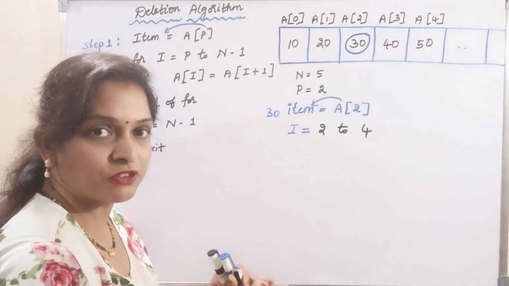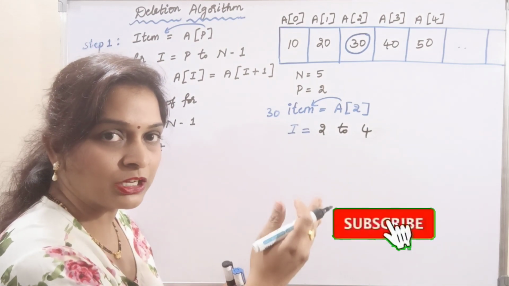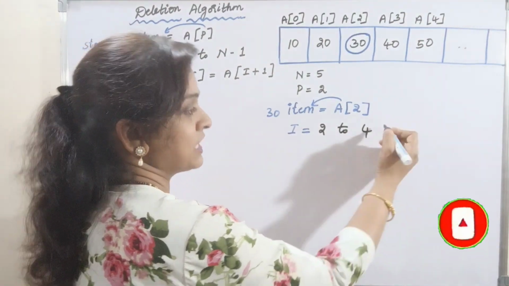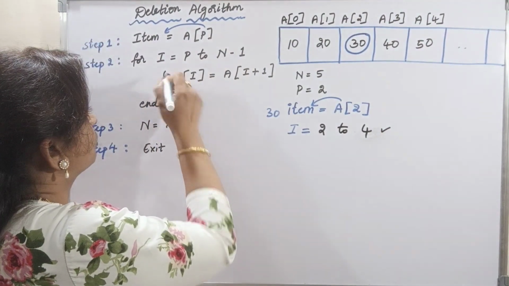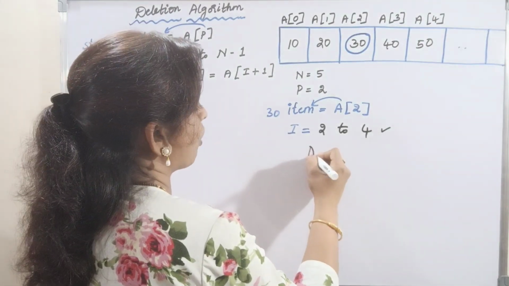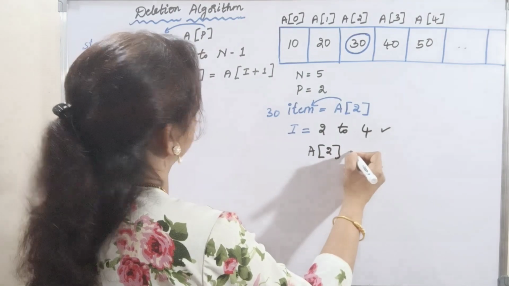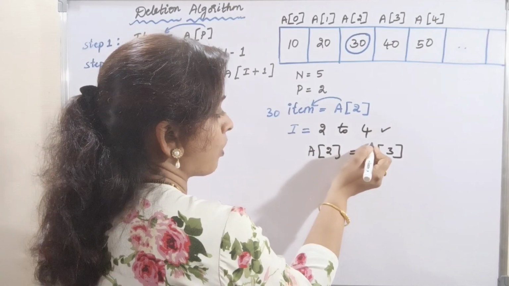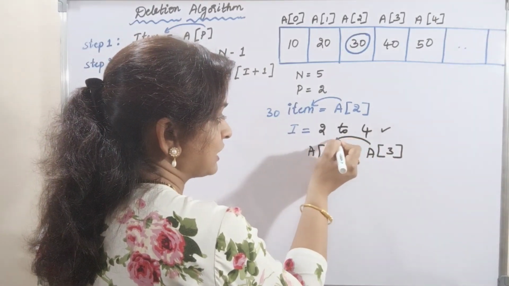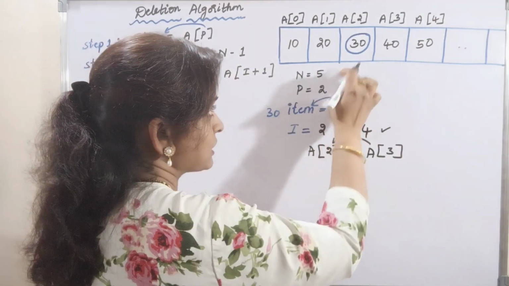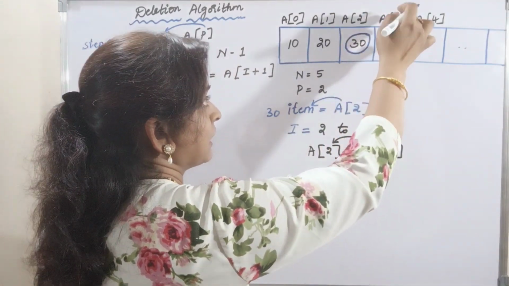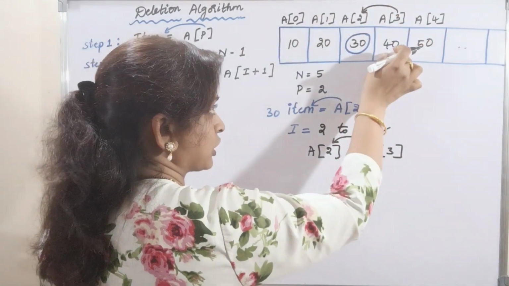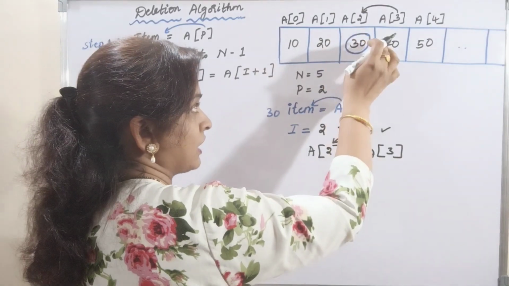So the array bound is between 2 and 4. In this bound, I need to do the shifting where position plus 1 value will be shifted to position. I check: is that within the bound? Yes, it is. Then execute this statement: a of i, meaning 2, equals a of i plus 1, meaning 3. Whatever value I have in a of 3, I need to shift to a of 2. So a of 3, which is 40, is shifted to a of 2.